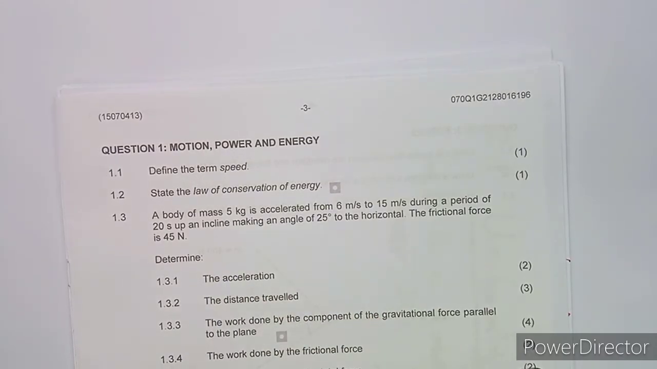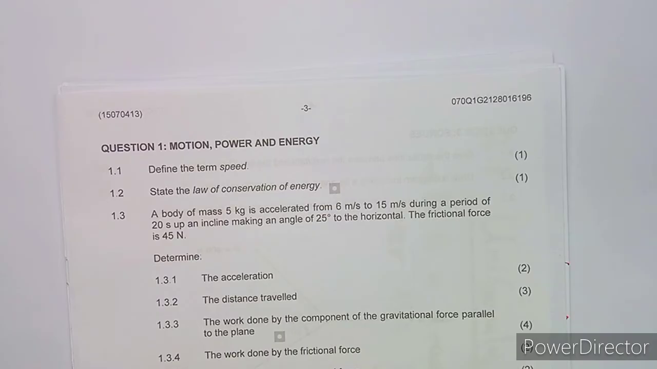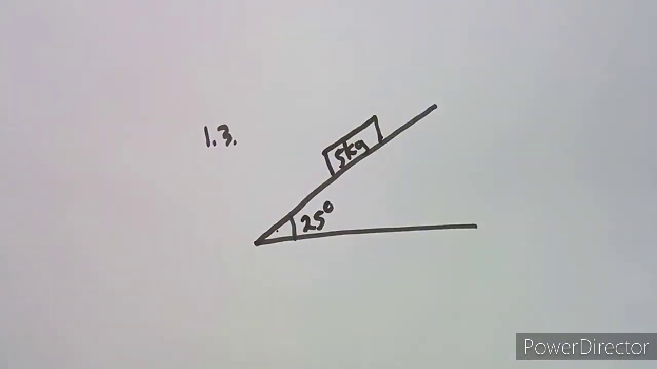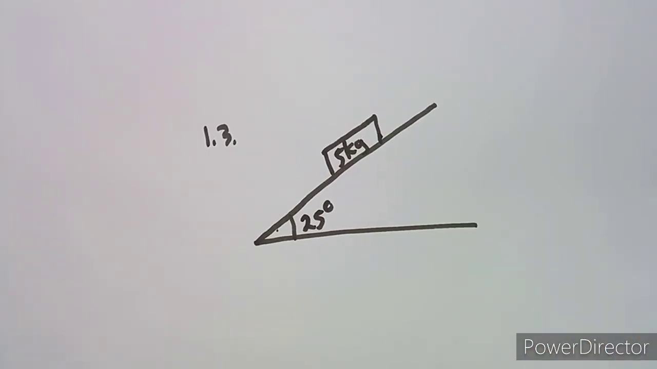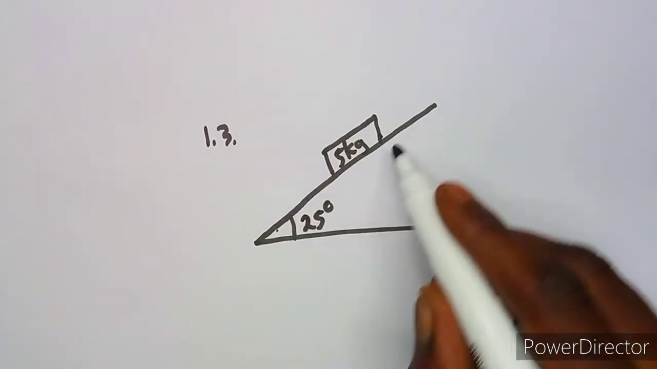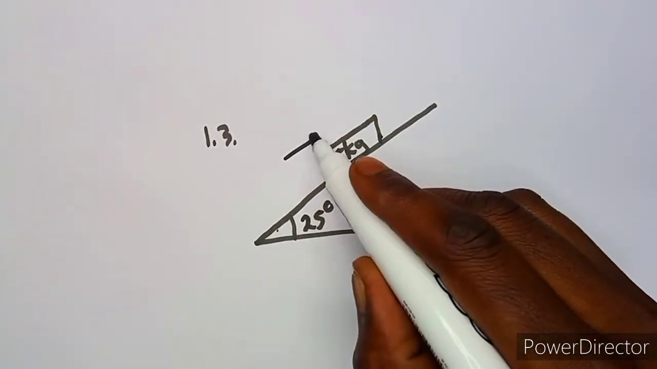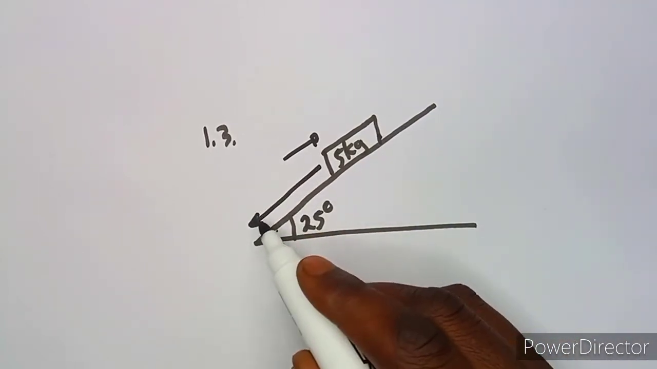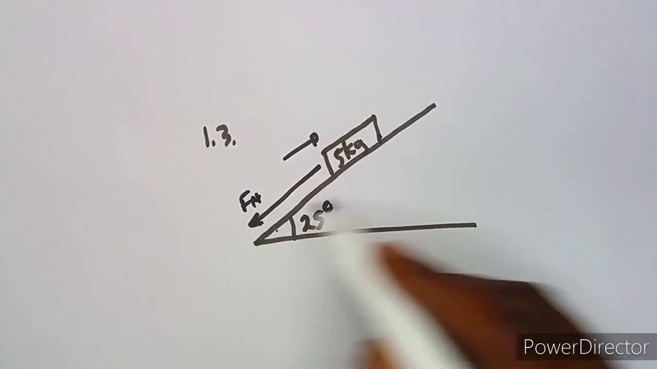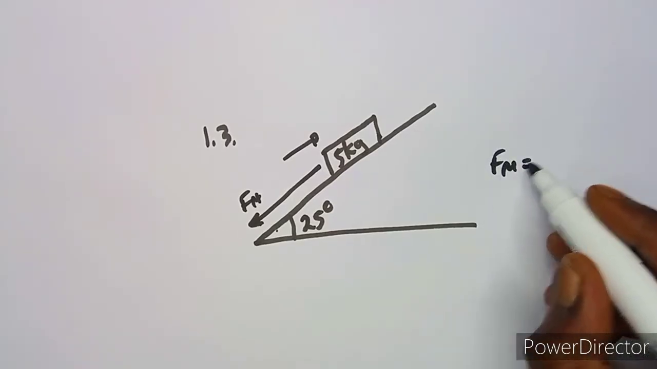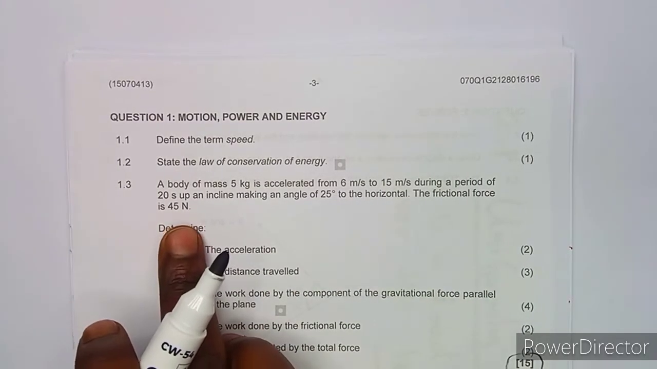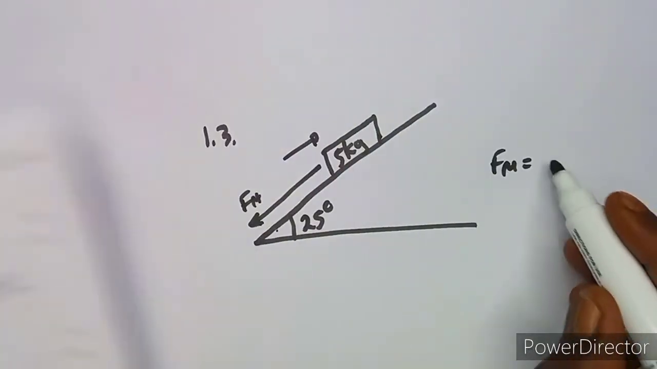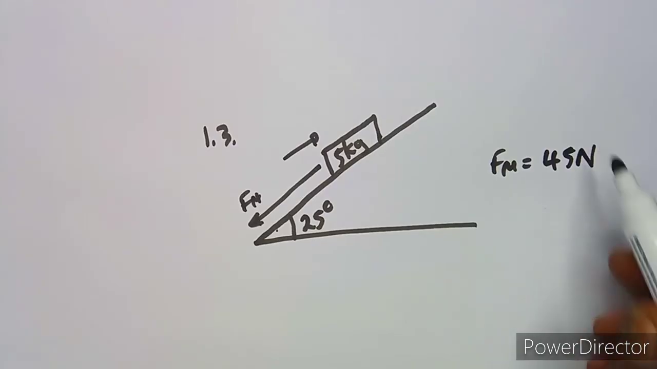What we are given about this body, guys, you can just try to list down, because we are given the frictional force. This body is going up, so the frictional force is going to oppose the motion. What is our frictional force here? The frictional force is 45 newtons. So put 45 newtons in this case.